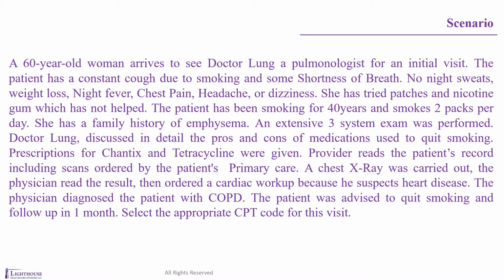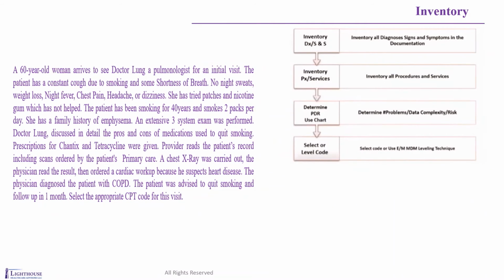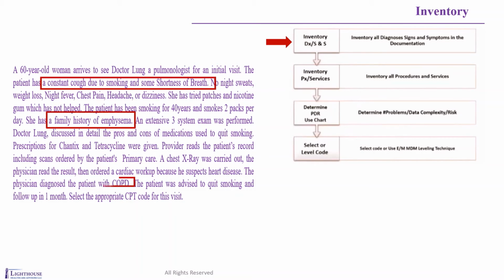Let's see. Now I am going to quickly walk through this scenario using the medical decision-making table. Here is our step. First, we are going to inventory the diagnosis or signs and symptoms. According to the documentation, the diagnosis is patient had a cough and some shortness of breath. Family history has emphysema and the diagnosis is COPD. Let me list down all the diagnoses.